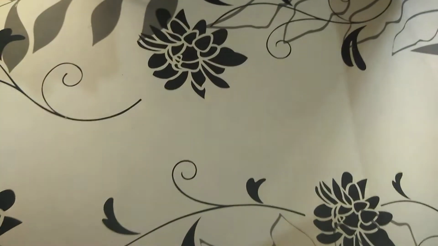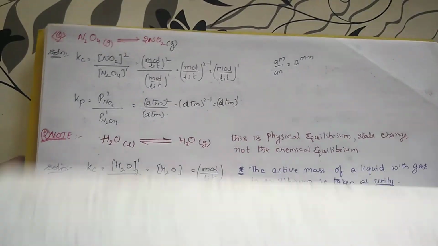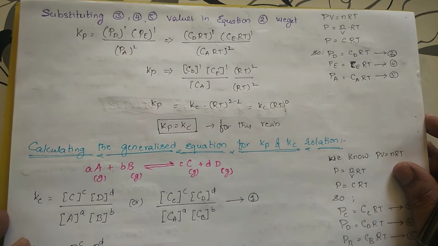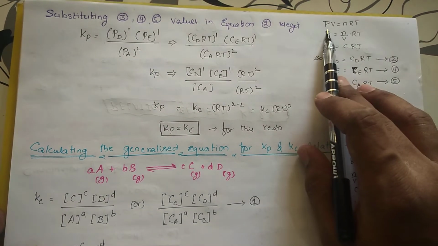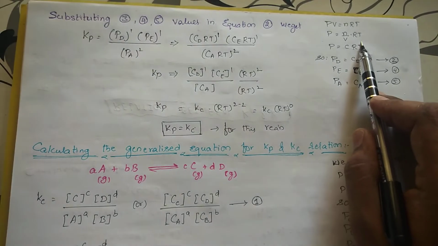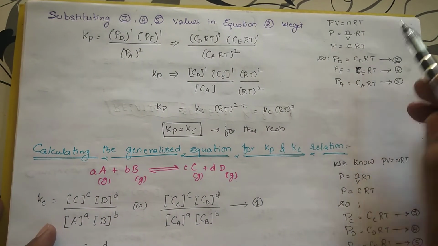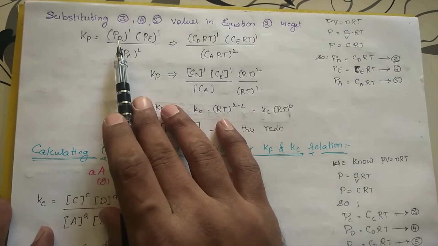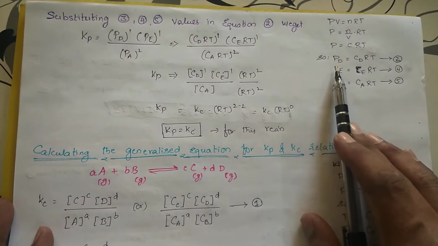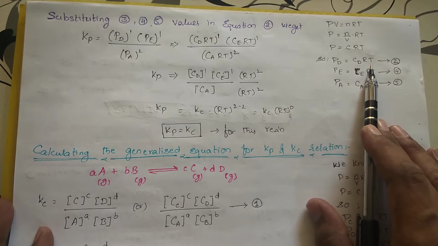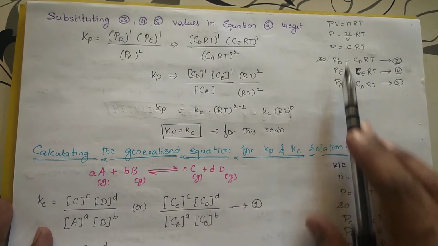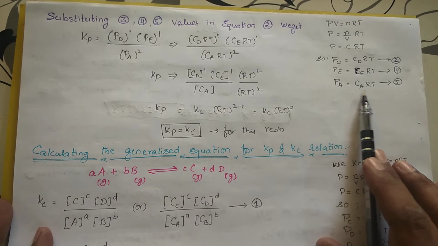Now if you see, by substituting, you know the ideal gas equation PV is equal to nRT, and P is equal to N by V into RT. N by V is nothing but concentration. Suppose I have 3 terms, partial pressure of D, partial pressure of E as well as partial pressure of A. So partial pressure of D will be equal to concentration of D into RT. Partial pressure of E will be equal to concentration of E into RT. Partial pressure of A will be equal to concentration of A into RT.